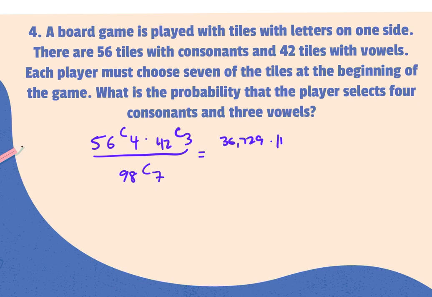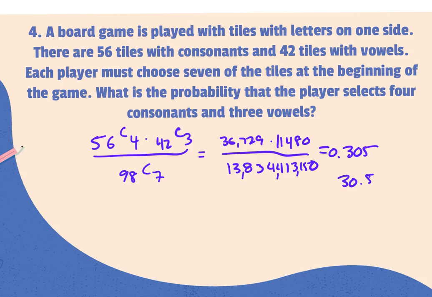36,729 times 11,480, all over, this is a really big number, 1,383,413,150. So when you do all that and you divide it, you get 0.305. So about 30.5% of the time you can expect 4 consonants and 3 vowels.